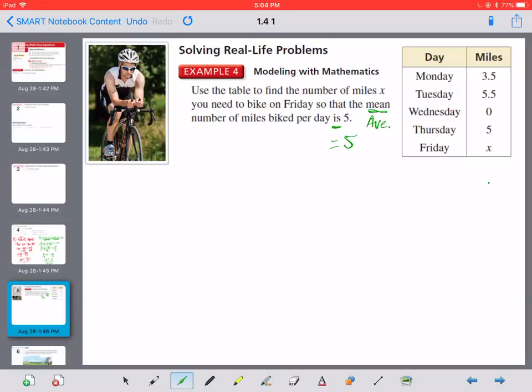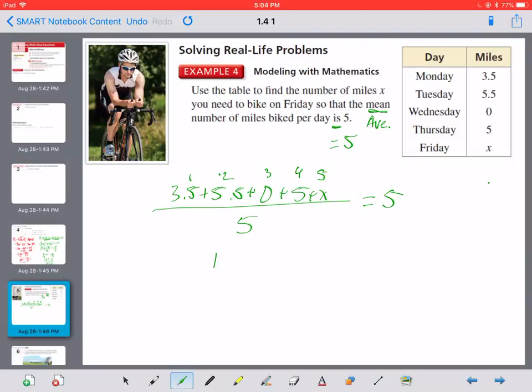And we need to know about the mean. Mean is the average. And to average, we add them all up and we divide by how many we have. So we take 3.5 plus 5.5 plus 0 plus 5 plus x. And I've got 1, 2, 3, 4, 5 things, so I'm going to divide by 5. And it's supposed to be 5 equals 5. So 3.5 and 5.5 makes 9. Plus 0 is still 9. Plus 5 is 14. Plus x over 5 equals 5.